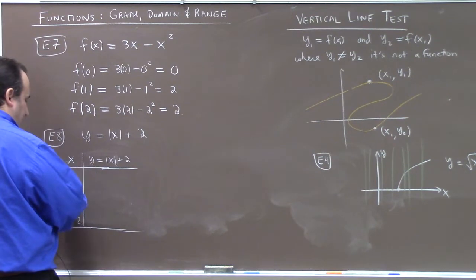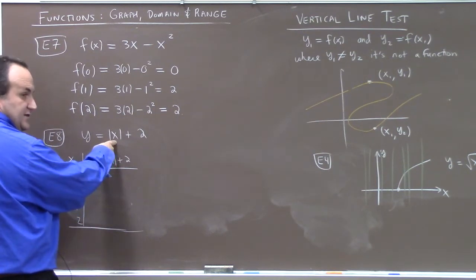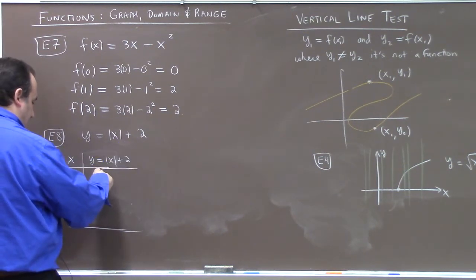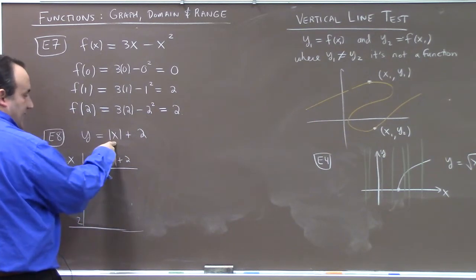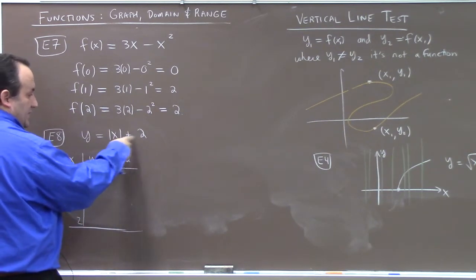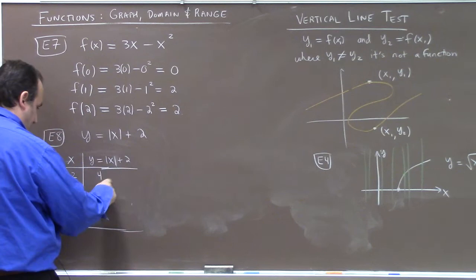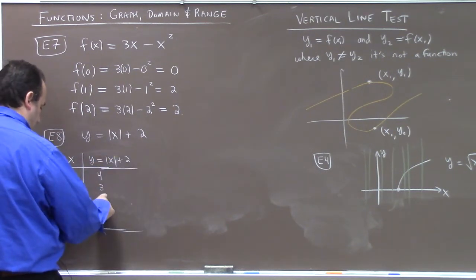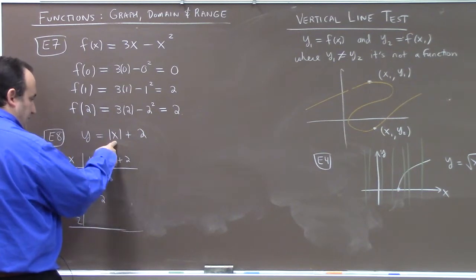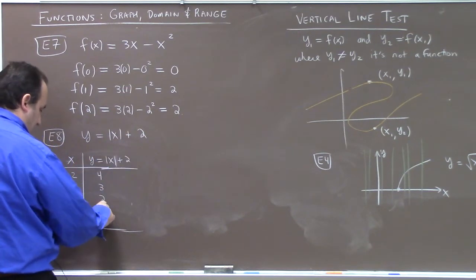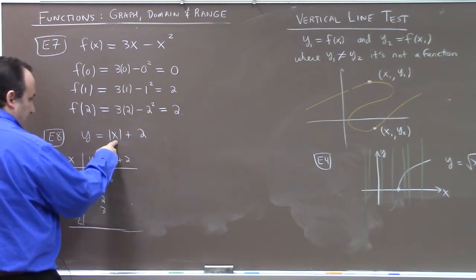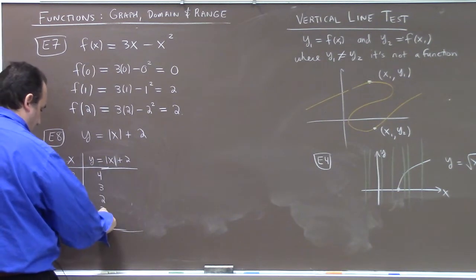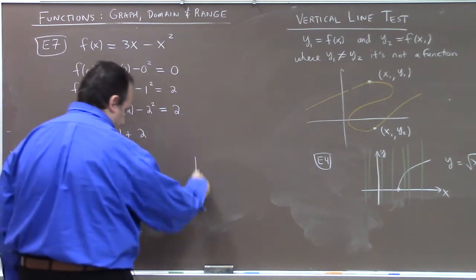So I plug in, absolute value of minus 2 is what? 2. 2 plus 2, I got myself a 4. Plug in minus 1, absolute value of minus 1 is 1. 1 plus 2, 3, right? Absolute value of 0 is 0. 0 plus 2, 2. Absolute value of 1 is 1. 1 plus 2, 3. Absolute value of 2 is 2. 2 plus 2, 4. All right, so now we can draw the graph.